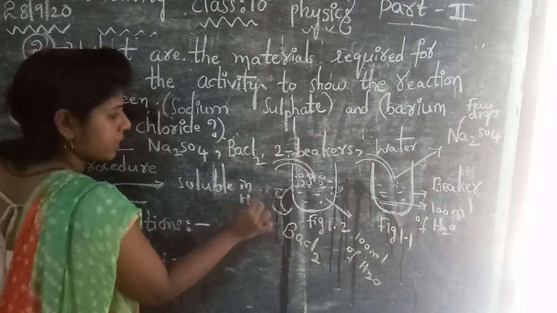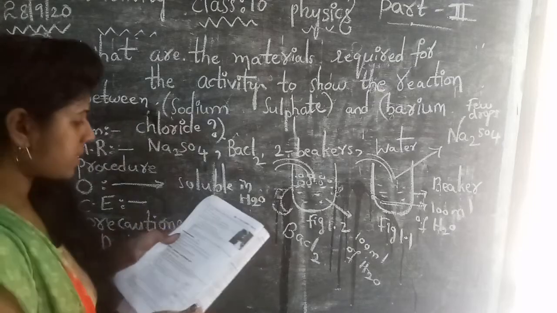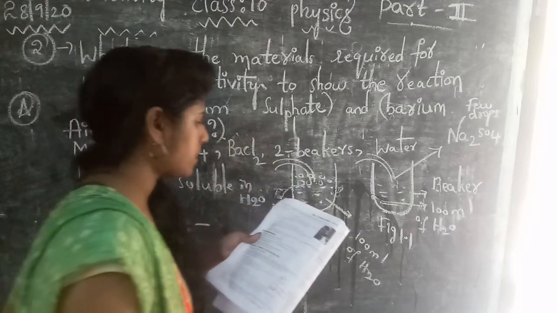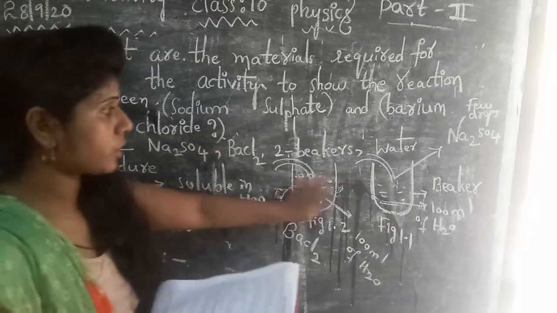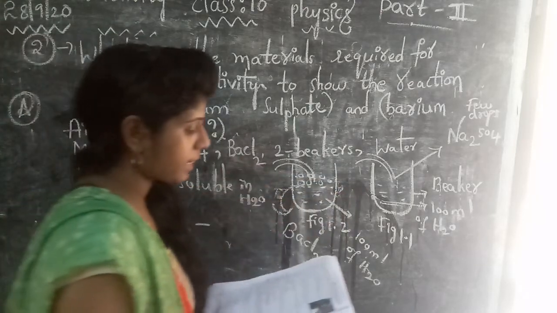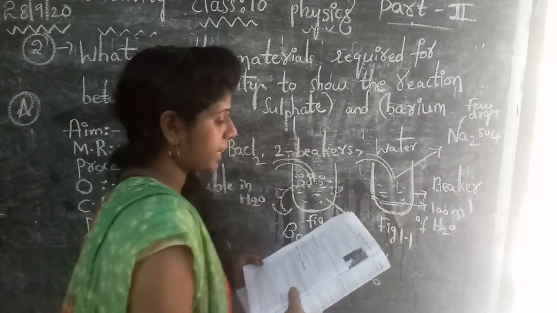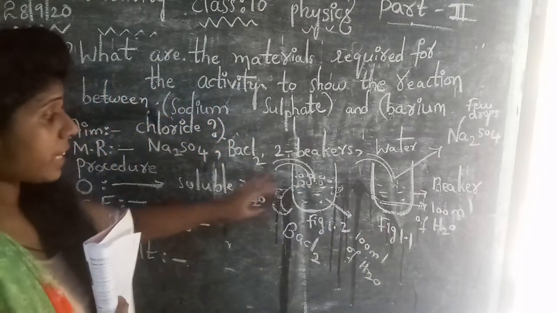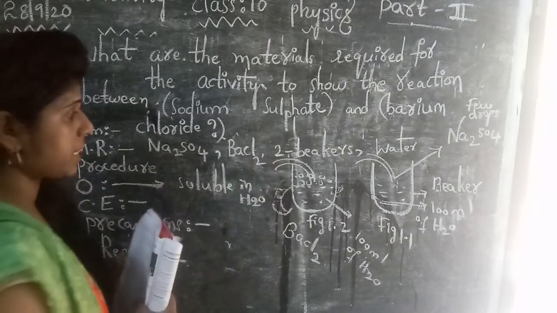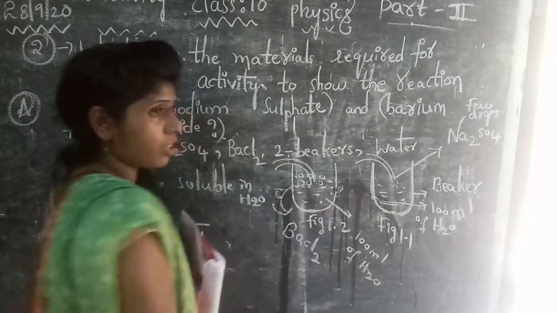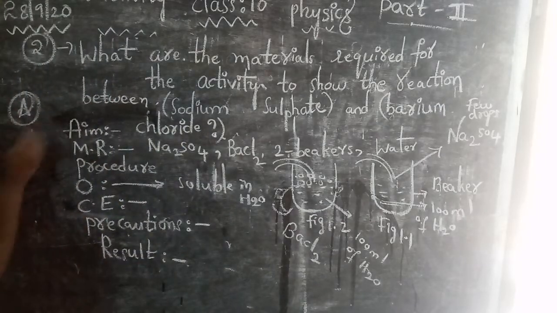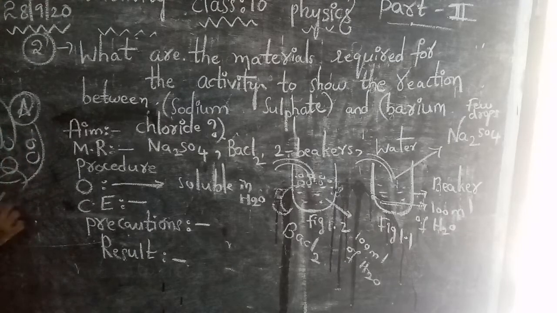Now mix both these 2 solutions once again in separate beakers and observe. It is observed that white barium sulfate precipitate is formed. So what color do we observe? A white precipitate. When these 2 solutions react, we get a white precipitate, a thick layer. Precipitate means what?